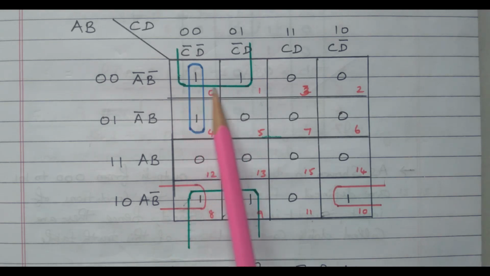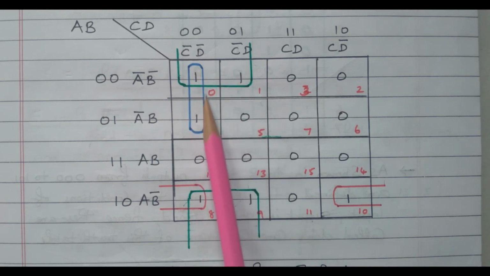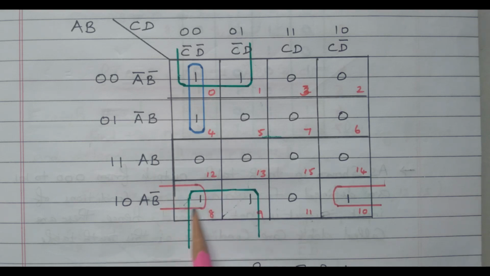are available in both the groups. This 0 is available in the green color grouping as well as the blue color grouping. This 8 is available in the green color grouping as well as the red color grouping. So that it is called a prime implicant. The cell available in more than one group is called a prime implicant. The cell available in only one group is called an essential prime implicant, right?